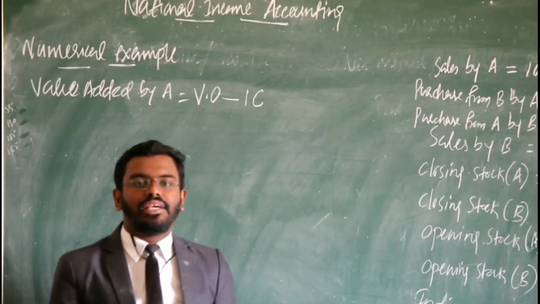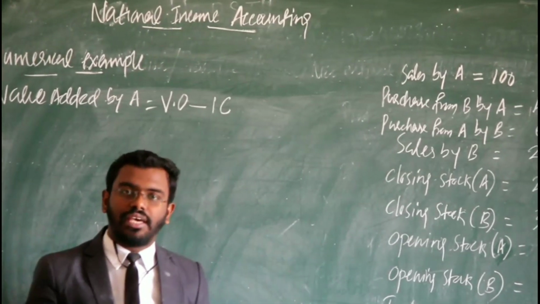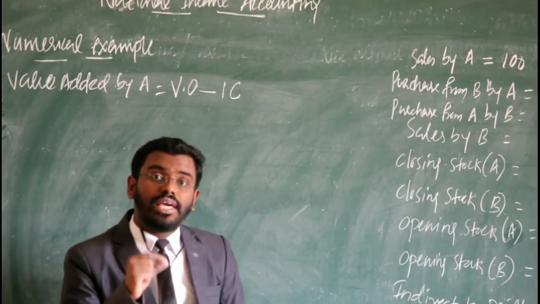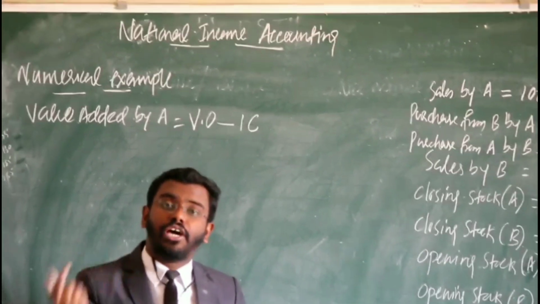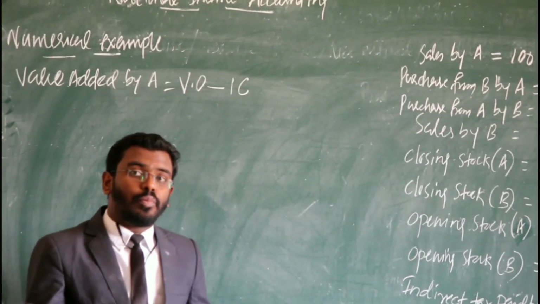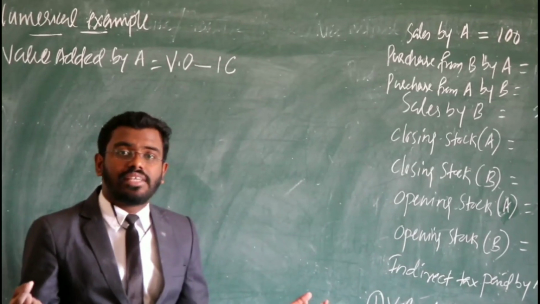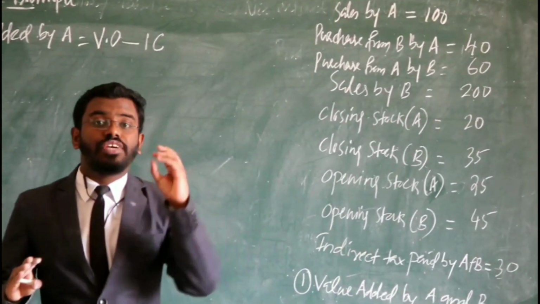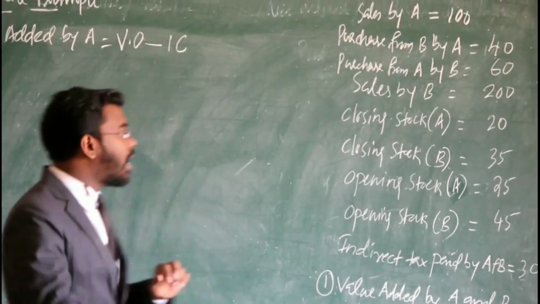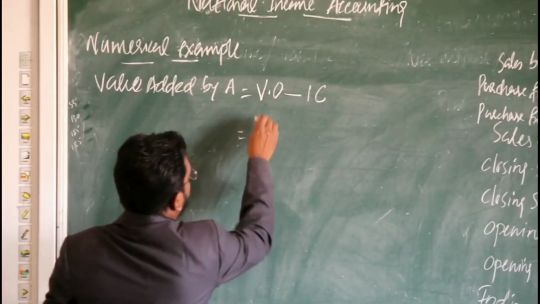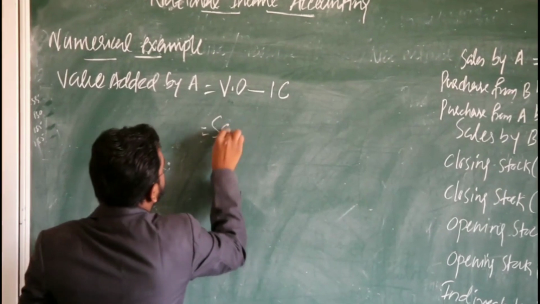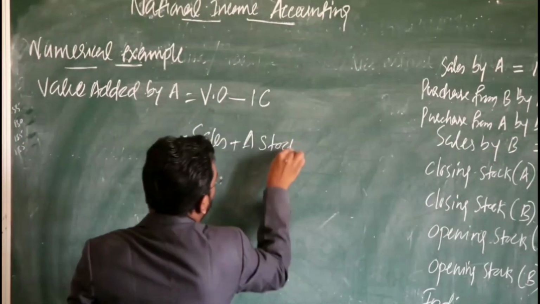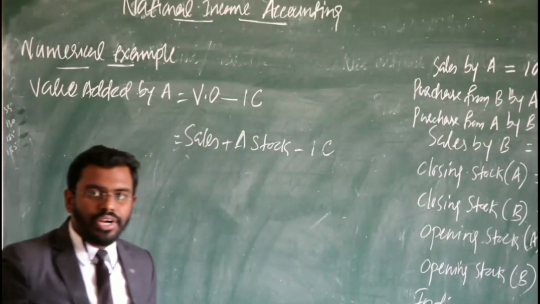Second formula, value of output is equal to sales. We can use this formula only if the producer can sell his entire output. Here the producer cannot sell his entire output because opening stock and closing stock are given. So which formula can we use? Third formula, that is value of output is equal to sales plus change in stock, minus intermediate cost.